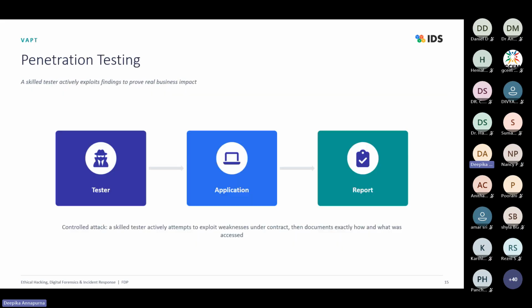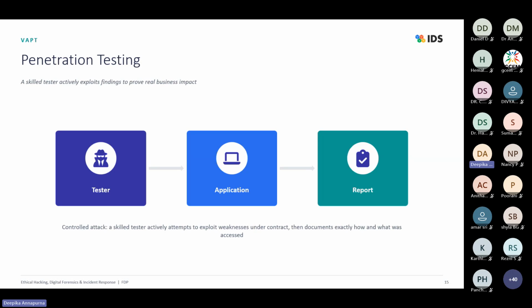The next stage is called penetration testing. Till now, we are just finding the weaknesses and assessing them, listing them out, right? What is penetration testing? I found a weakness, let's say a weak password. What penetration testing does is actively exploit the vulnerability which is found, the weakness in the system.